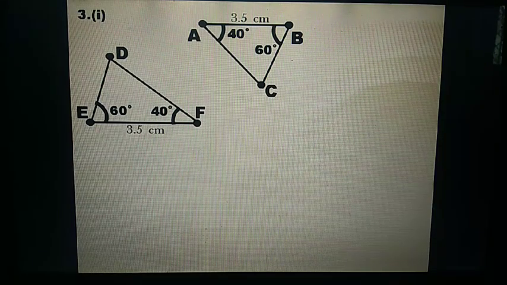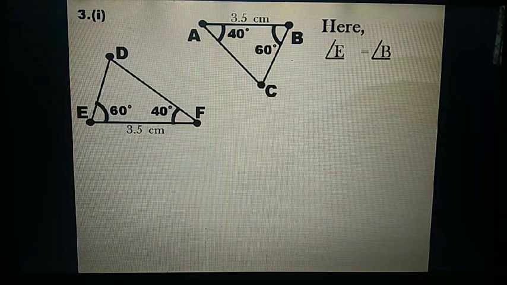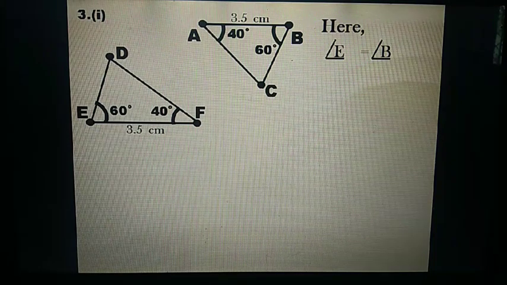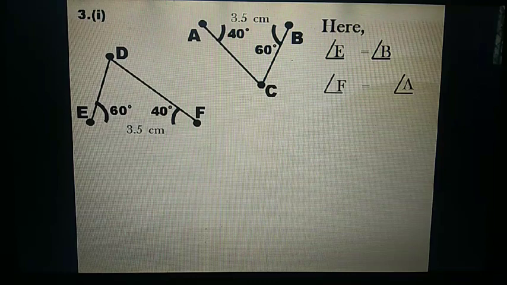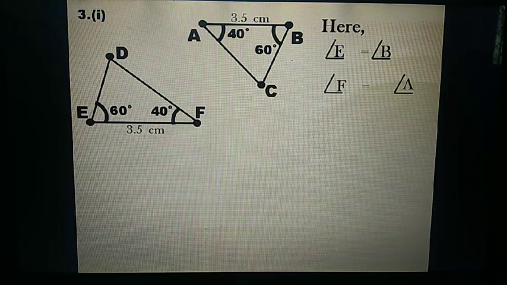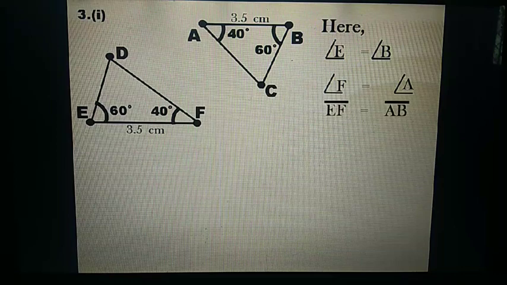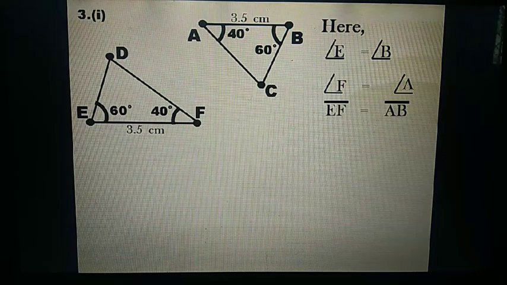Now, to check for ASA, first you will check whether the two corresponding angles are equal or not. So here, we will find angle E and angle B. Both are 60 degrees, so they are equal. Next, angle F and angle A, both are 40 degrees, so they are equal. Now, the next thing you will check is the sides given to you. The values given to you are EF and AB. They both are equal. Now, to check whether we are using ASA, we will check whether the side given to you is the included side or not.